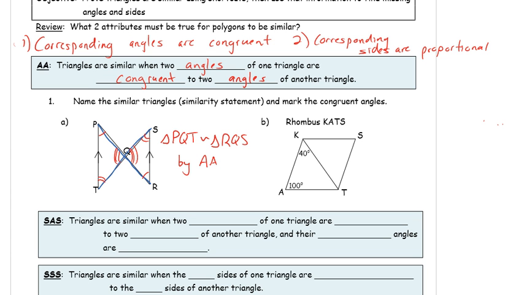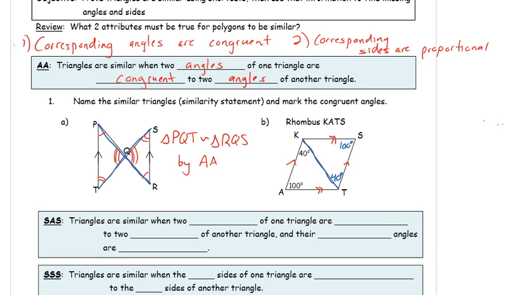Looking at B, we have rhombus K-A-T-S. In a rhombus, we know that it's really a parallelogram, so we have two sets of parallel sides. So we really have the same thing going on again. Parallel line cut by a transversal. So if this is 40 degrees, so is this. If this is 100 degrees, opposite angles are congruent. There's our two A's.